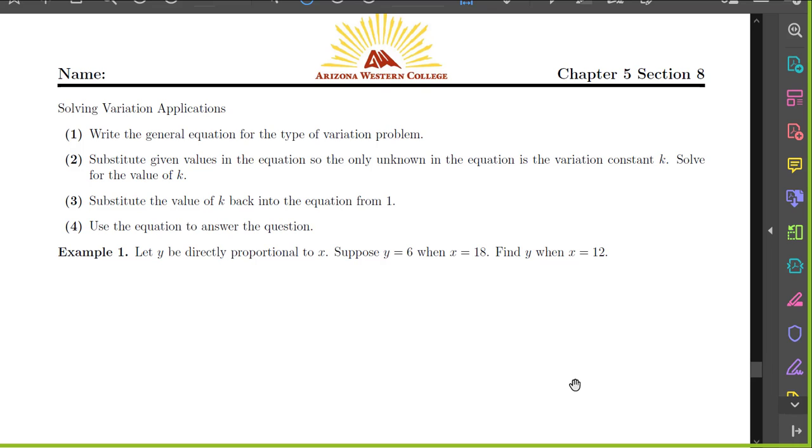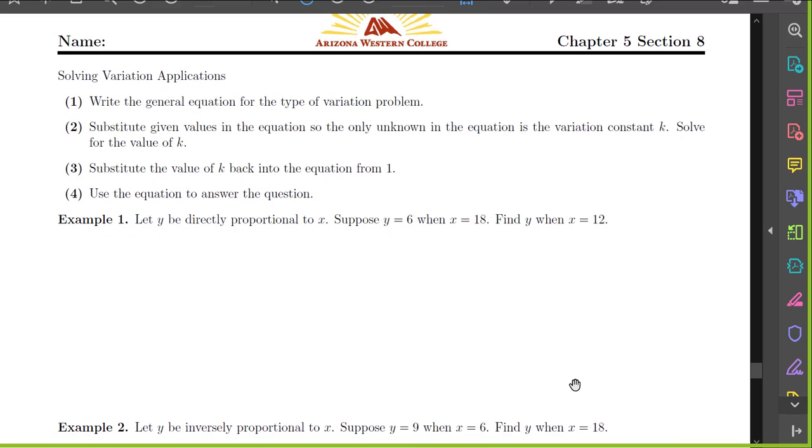So even though I know you can do that for certain problems, I strongly encourage you to learn this four-step process because, first of all, it works for every type of variation. And the second thing is we are going to recycle this process in a later chapter with exponentials, where your intuition will not be as helpful, but the process, the algorithm, is the same regardless of what's happening.